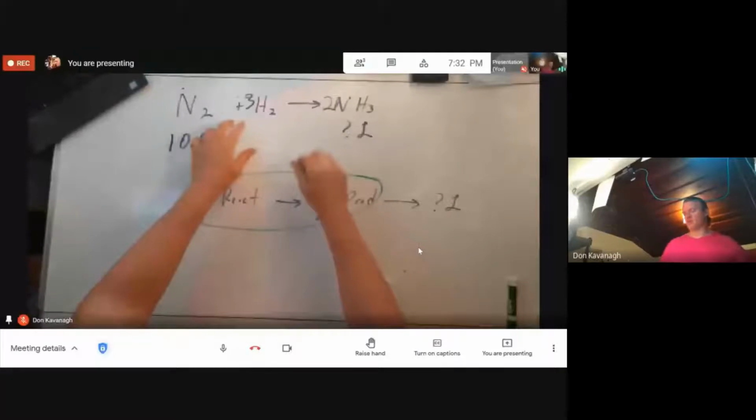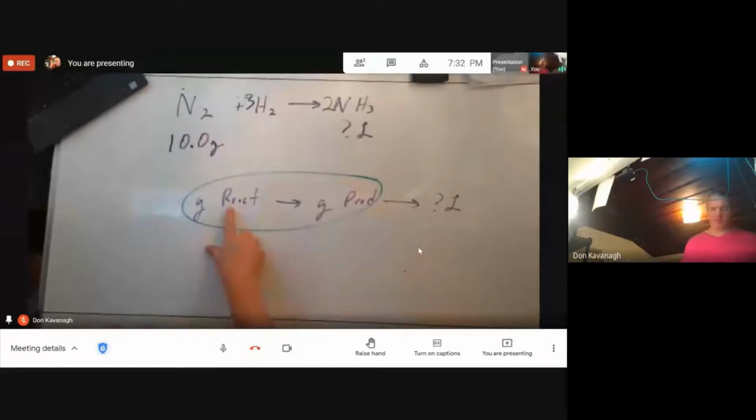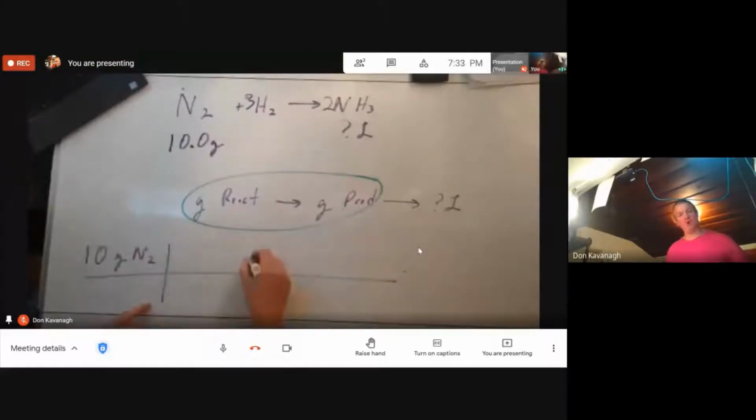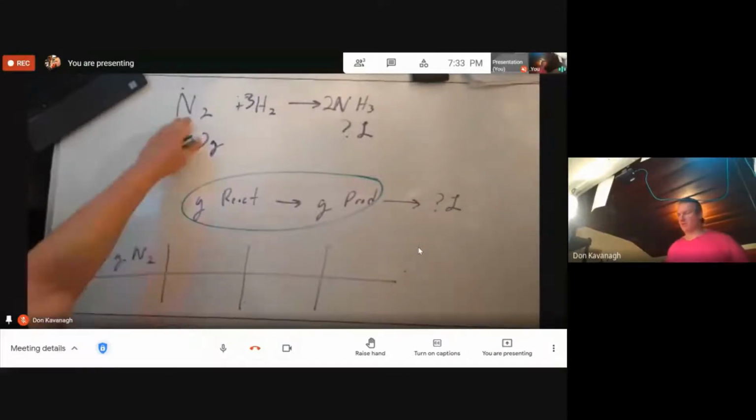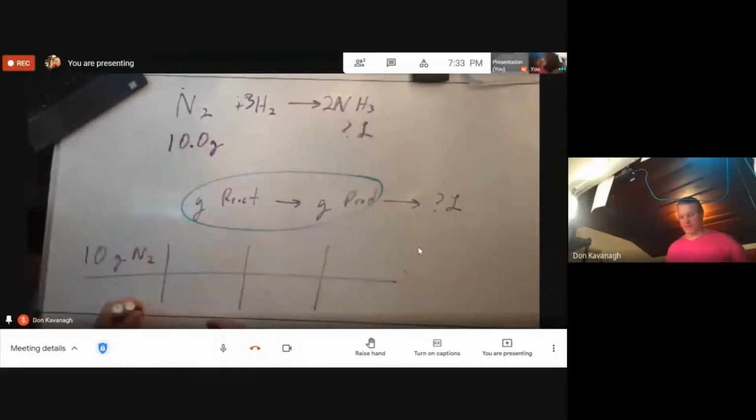So to solve for the grams of reactant and to solve for the grams of product, I'm going to start with, in the upper left-hand corner of the scaffold, 10 grams of N2. Now I need to know how many moles of N2 are present so I can compare the moles of N2 to the moles of NH3. So when I look at my periodic table and look up N2, the formula, and add up those nitrogens, it's about 28 grams per mole. And notice how I have that unit in there, so that way grams cancels.